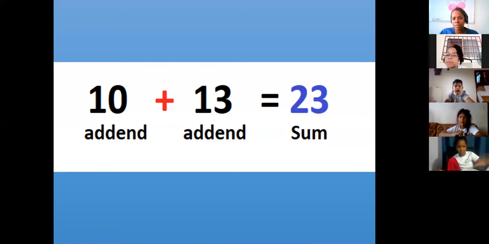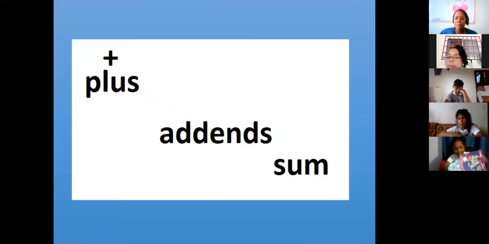Añadimos, añade. Si añado y añado es igual a una suma. A eso se refiere addition terms. We have a plus here, que sería el signo de más. Addends, que es añadir, and sum.